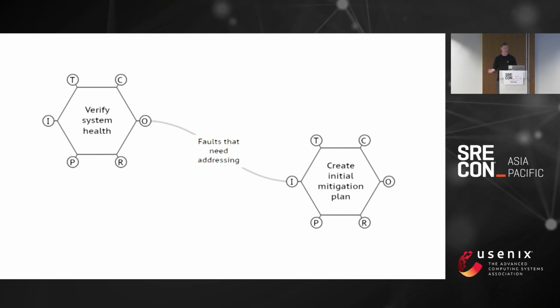And what do you do after that? You just start connecting them together. Outputs from one function become inputs for another function. Right? You've got a function that's verify system health, and the output was there's a fault. That becomes an input to another function, which is, well, let's create an initial mitigation plan. Right? This is a cognitive example.